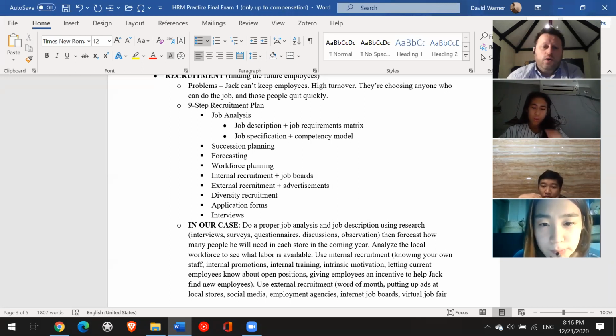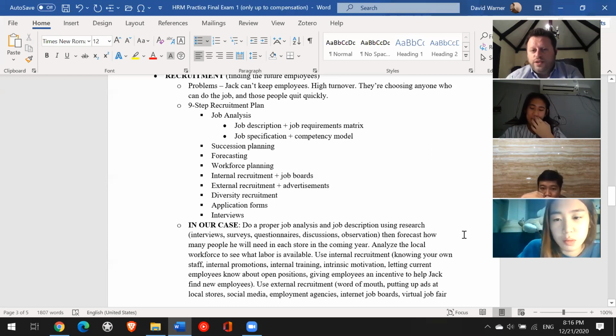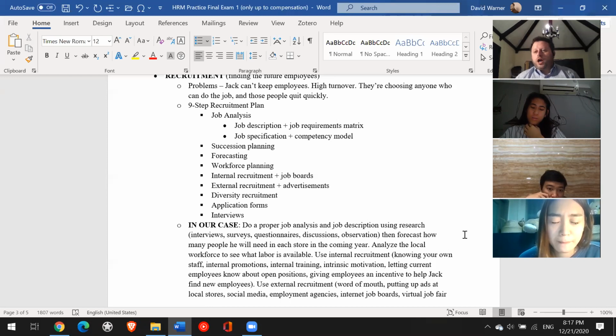Right now, the problem with something like word of mouth or putting up ads at local stores is you're really targeting only the people who live right around here. But these days, lots of people might be willing to travel 30 or 45 minutes, or even move for a good job. So you want to cast a wide net. There's a lot we could do with internal and external recruitment.